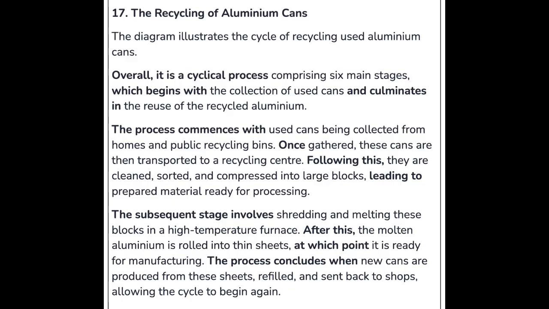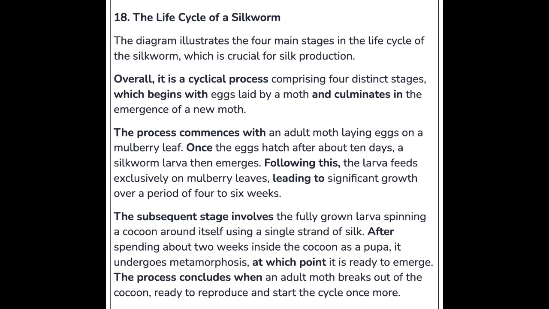After this, the molten aluminium is rolled into thin sheets, at which point it is ready for manufacturing. The process concludes when new cans are produced from these sheets, refilled and sent back to shops, allowing the cycle to begin again.